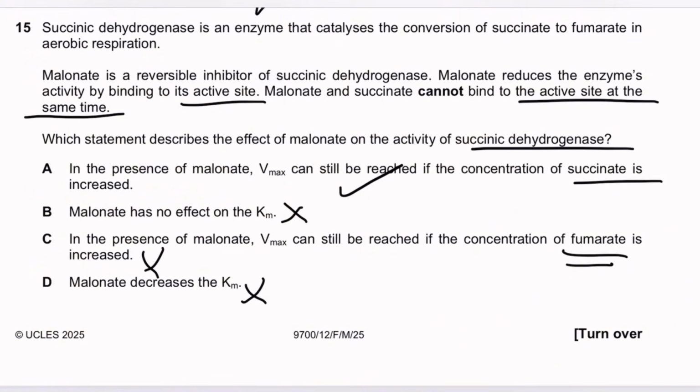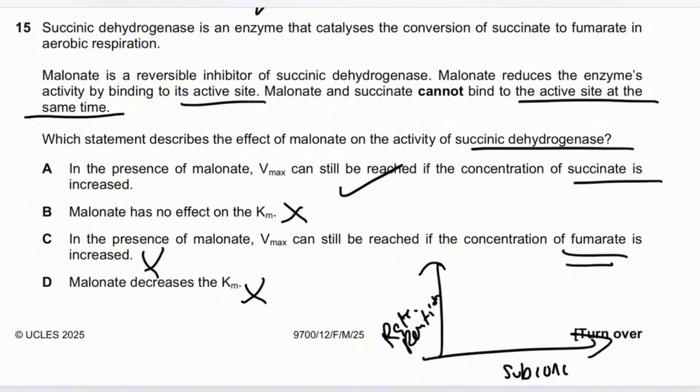Okay, so let's explain this for a little bit: the effect of a competitive inhibitor on the Km and the Vmax. If you plot a graph of the rate of reaction against the substrate concentration, as you increase the substrate concentration, the rate of reaction should increase because there are more enzyme-substrate collisions. That continues up until you reach a certain point where the enzyme is fully saturated with substrate, and it can't really do anything more because the active site is completely occupied.